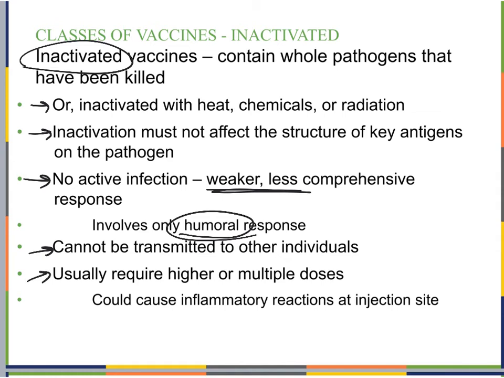It does usually require higher doses or multiple doses, however, because of this weakened response and this less comprehensive response. So this is when we would see something like booster shots. This is why we get multiple doses of something: our body will have this weak response, so then we need to give it more of that pathogen to say, hey, look, we're seeing this pathogen again, we need to build up more of a response. We're seeing it again, we need to build up even more of a response.